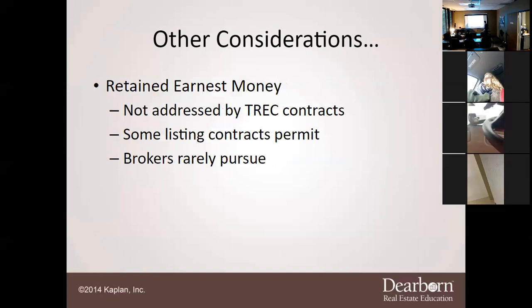Any retained earnest money is not addressed by some contracts. Some listing contracts permit it, and brokers rarely pursue retained earnest money.